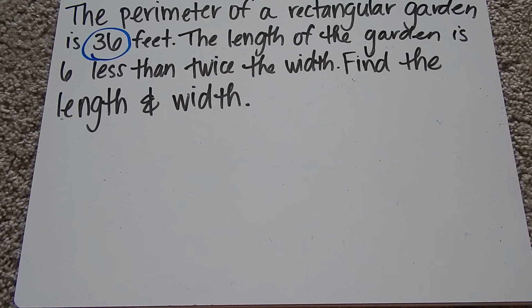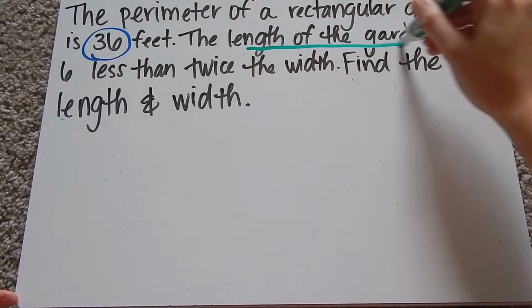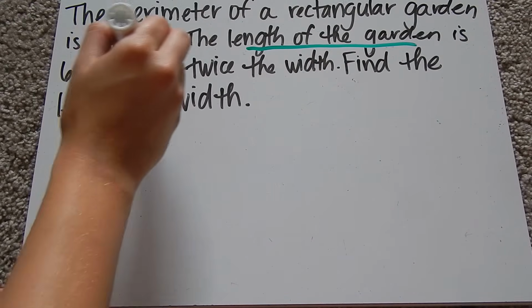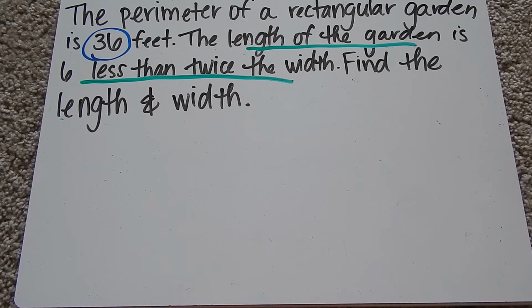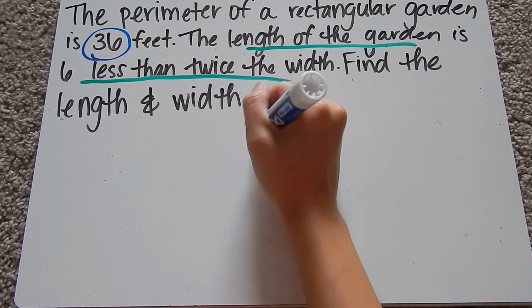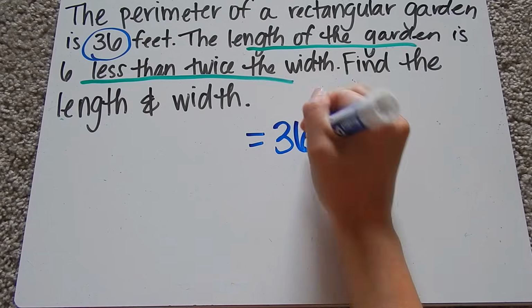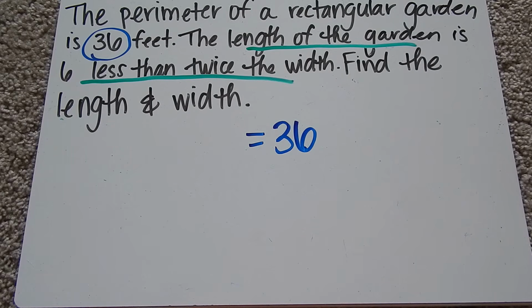The length of the garden is 6 less than twice the width. Well, that is important. So the length is 6 less than twice the width. That's not a total, so I just underlined it. Find the length and width. Okay, now in this problem I actually only have one total. So one of my equations is going to be equal to the total number of feet, or the perimeter.